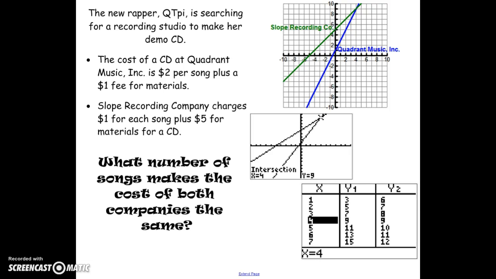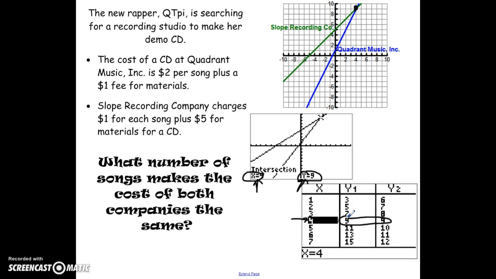So if we're looking at the graph, we're looking for the intersection point, which in this case would be 4, 9 right here. So the intersection is at 4, 9, so that would be the x of 4, which would be 4 songs, and the cost would be $9. If we're looking at the table, we're trying to find when y1 and y2 are the same, which is here the highlighted row, 4, and then both of the y's are 9.